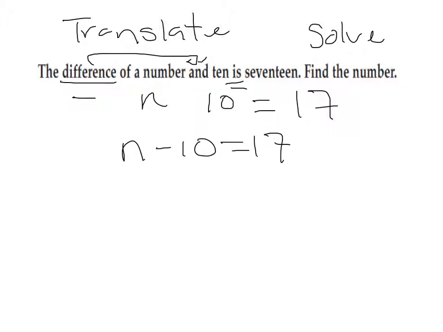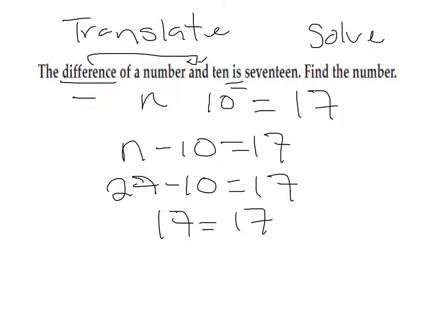Alright, now I have a statement or an equation. N minus 10 is equal to 17. I can do some mental math and say to myself, what number minus 10 equals 17? I'm going to try 27. Alright, now that I plugged in 27, 27 minus 10 is 17. And yes, that's equal to 17. So, the solution is n is equal to 27.